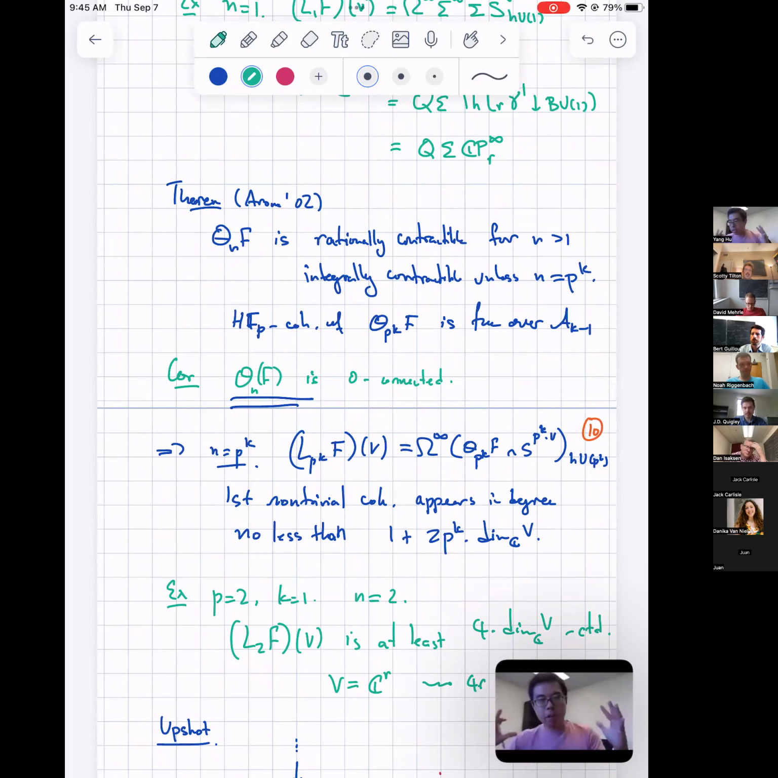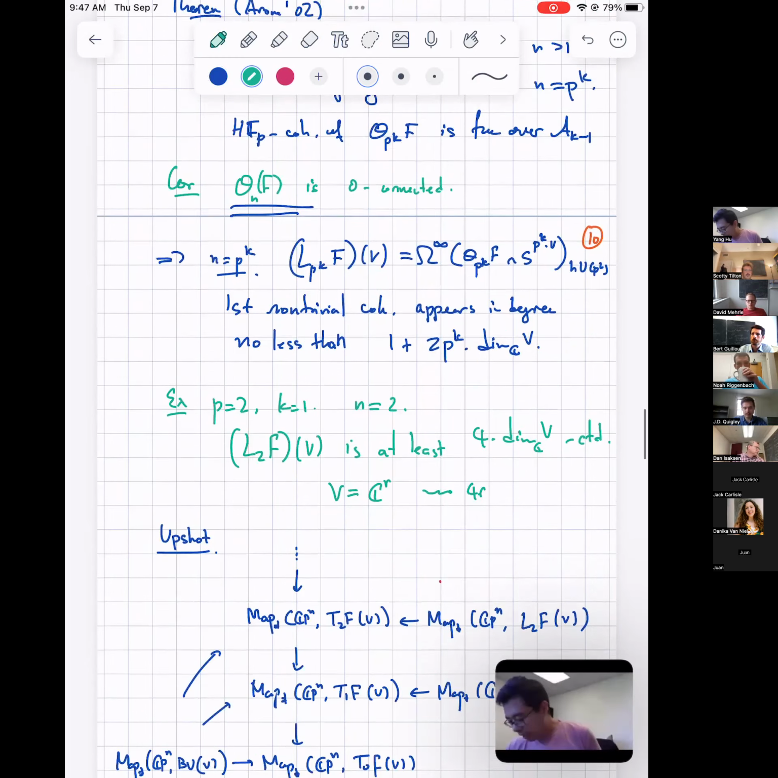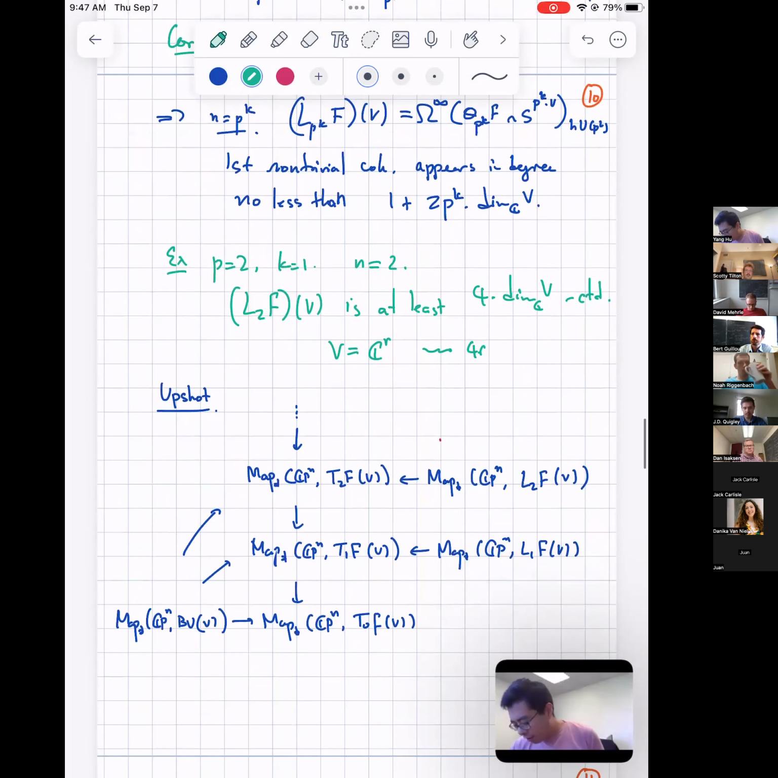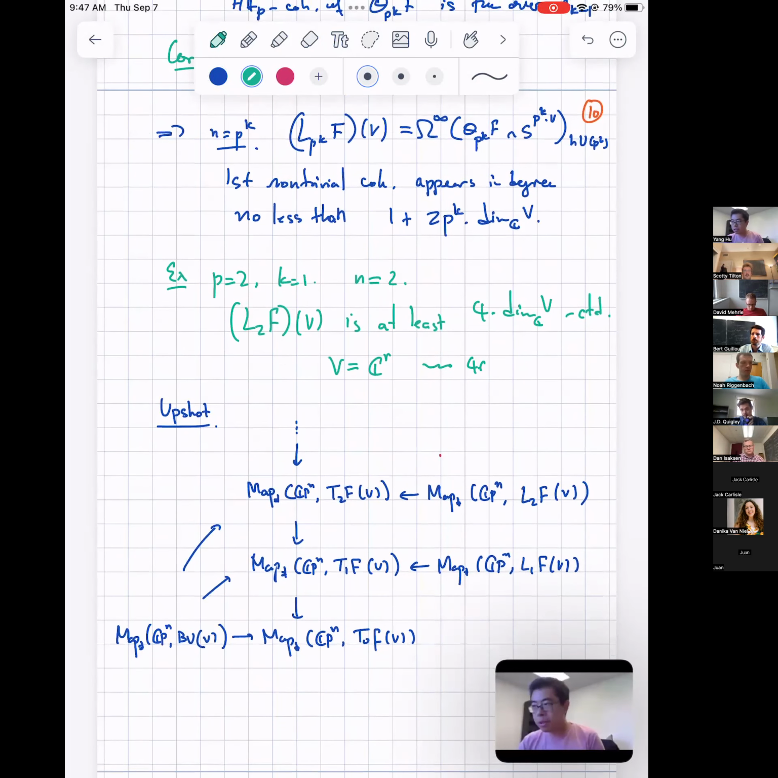Okay, so the upshot is that now to study unstable vector bundles over CP^n, we can just map CP^n to the Weiss tower of BU(V). So this is what we got. And we know that the bottom layer is just BU, it's the constant functor. So after taking π_0, this will be stable bundles. And this first layer is something we can explicitly write down. This is QΣCP_R^∞.